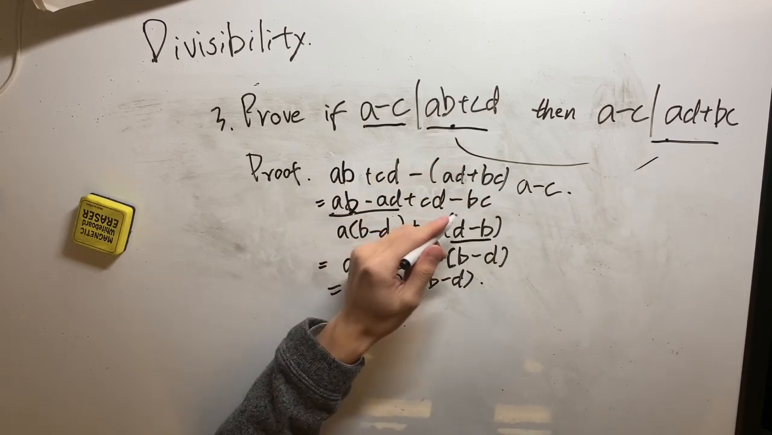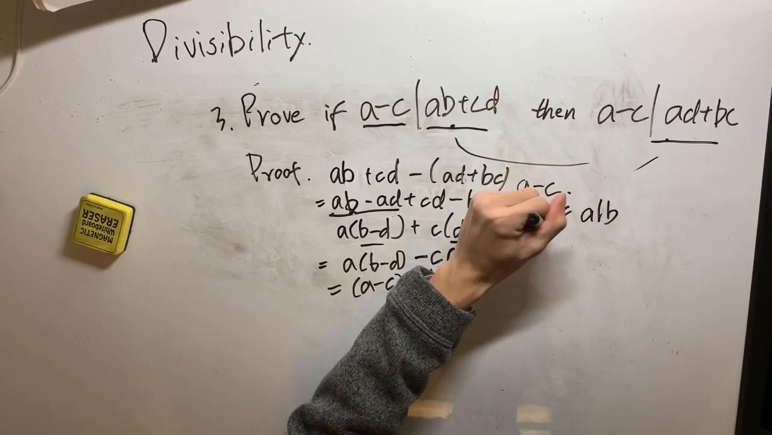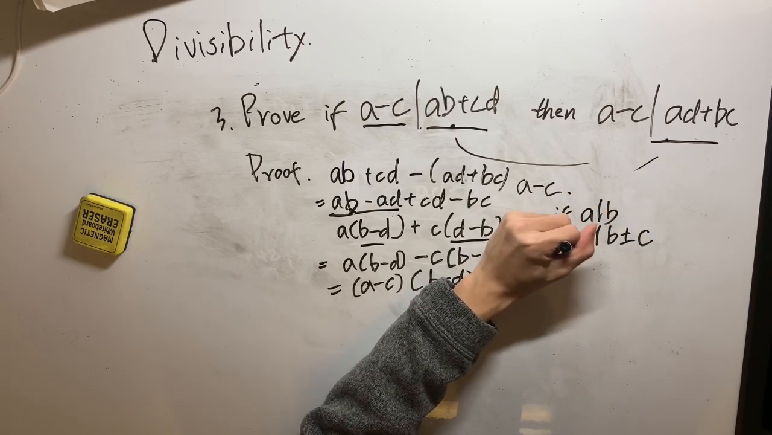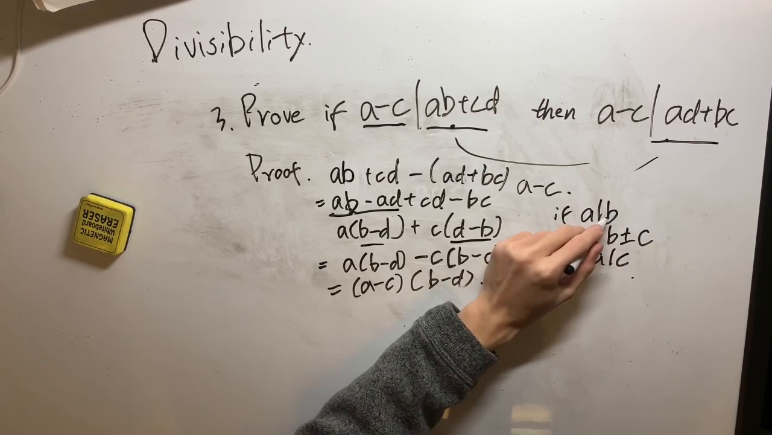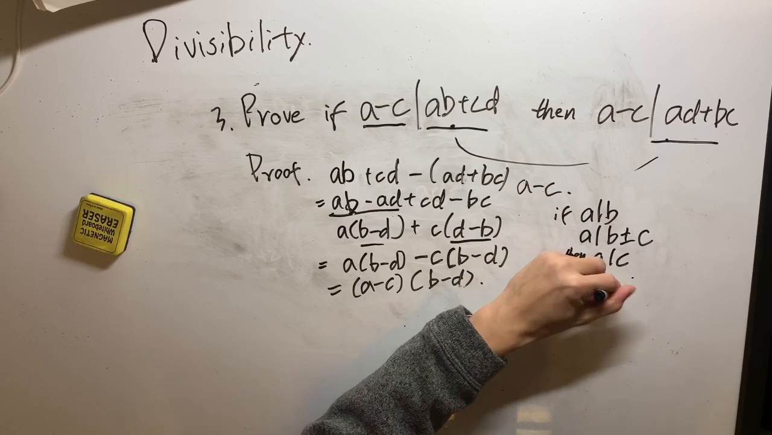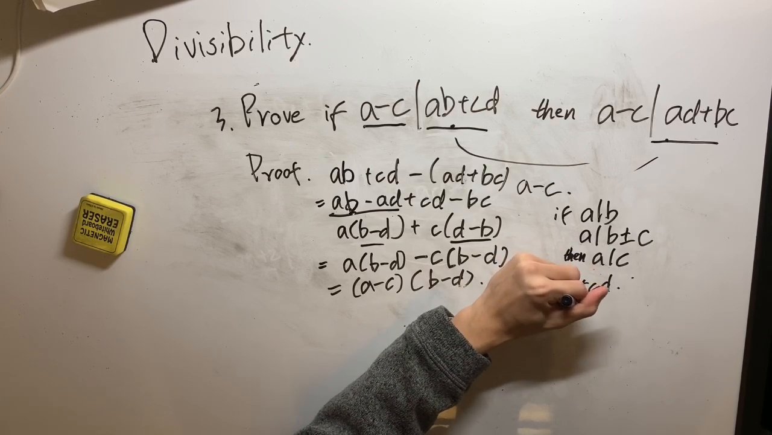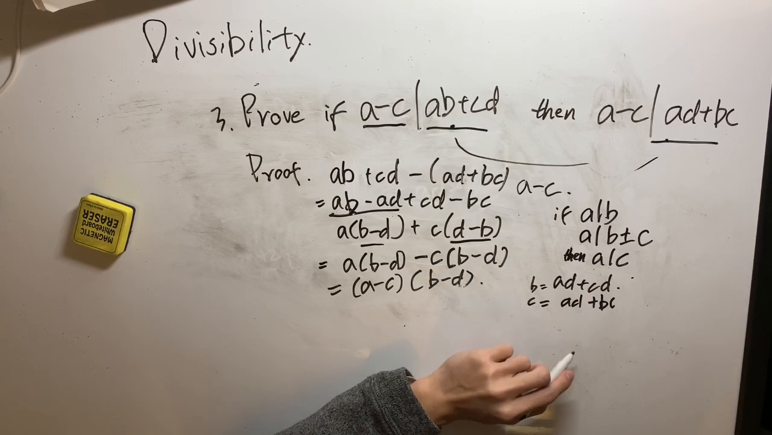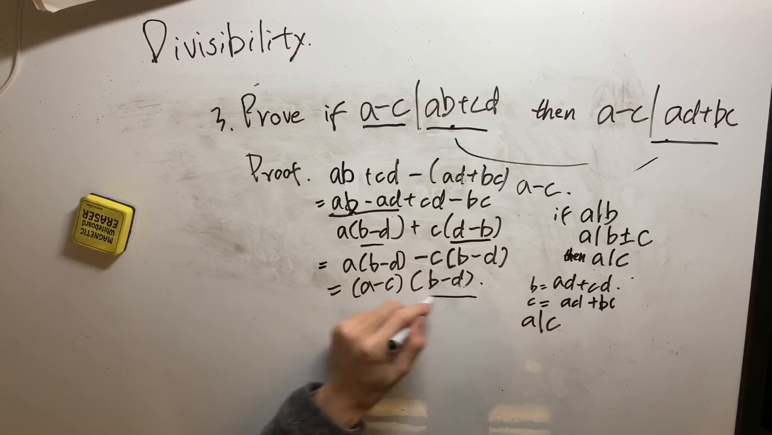So, as recalled from the properties, if a divides b and a divides b plus or minus c, then a divides c. In this case, b equals ad plus cd, the first expression, and c equals ad plus bc, which is the second expression. So a divides c, as we proved.